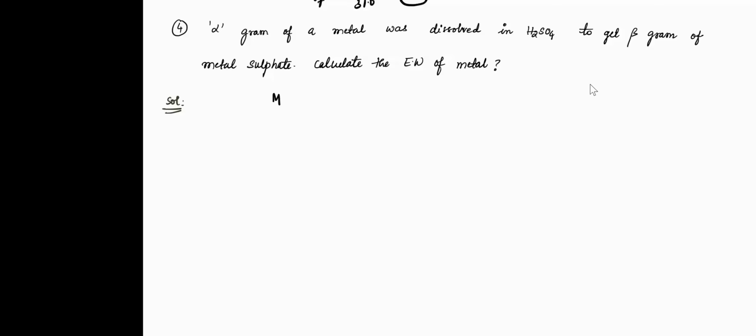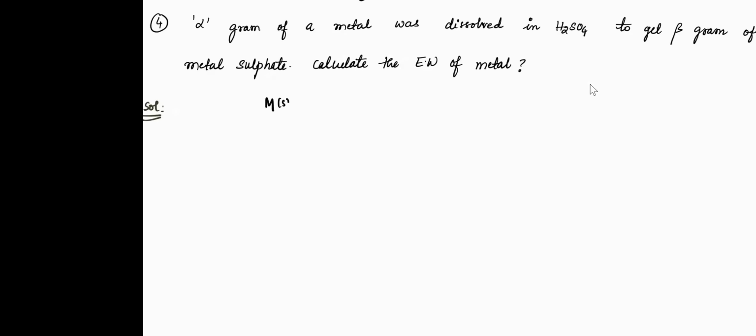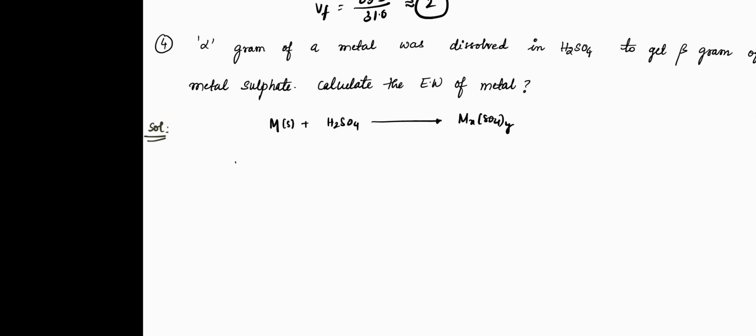So what we have is something like this. Metal M plus H2SO4 is forming some kind of a metal sulfate. Yeah, I sent my answer. Can you check it? Yes, that's right. Sorry, that's correct. Check. So weight of a metal is alpha grams. Here it is beta grams.